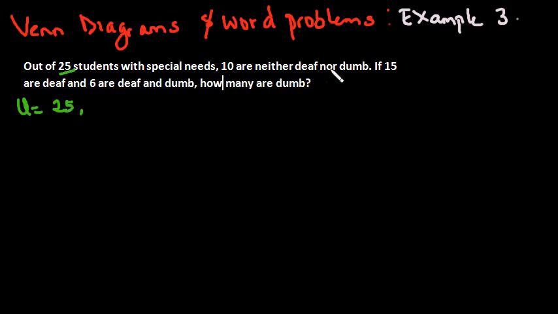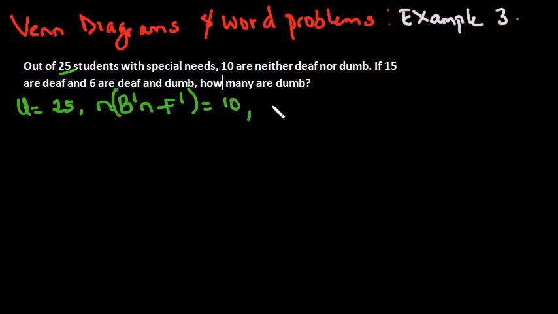10 are neither deaf nor dumb, which means deaf complement, dumb complement. Because they have the same first letter, let's use the last letter to represent each of them. So let's say F represents deaf and B represents dumb. So our number of B complement intersection F complement, put this in bracket, will be equal to 10.